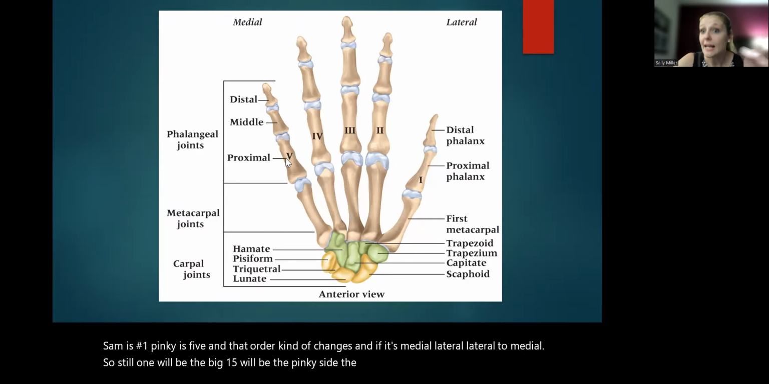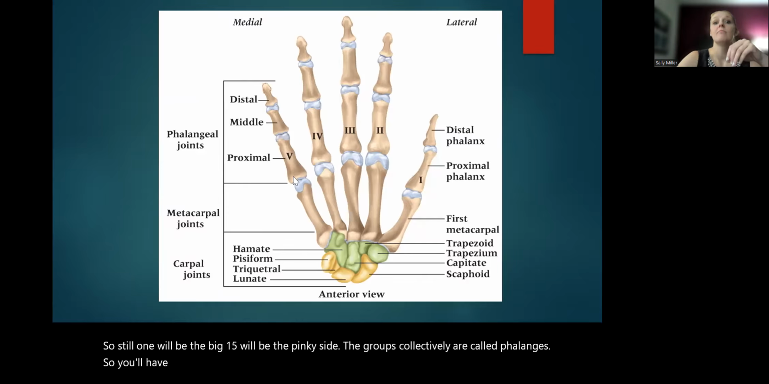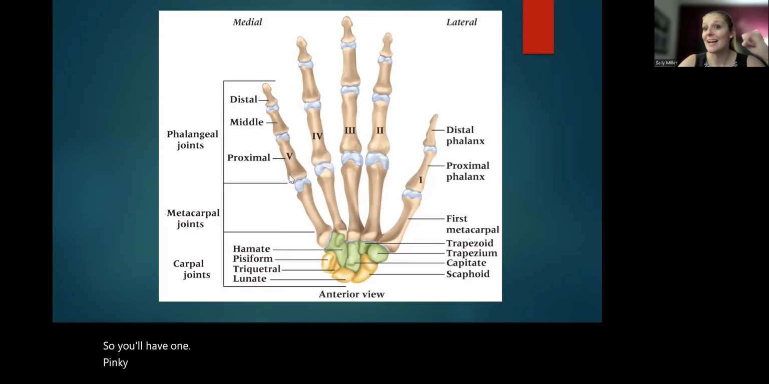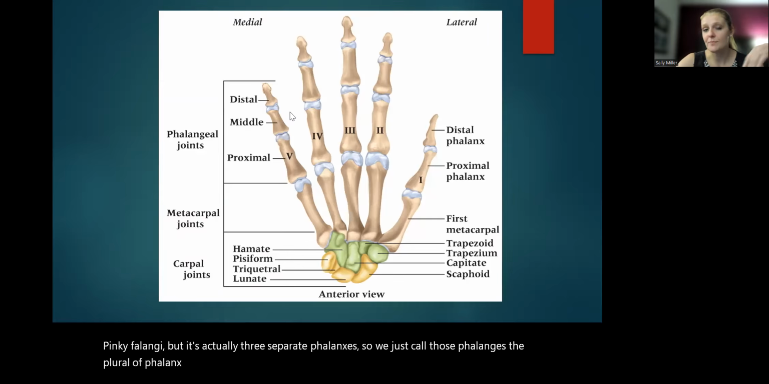The groups collectively are called phalanges. So you'll have one pinky phalange, but it's actually three separate phalanxes. So we just call those phalanges, the plural of phalanx, phalange. Regina Phalange, if you watch Friends. If not, just fingers. Okay.